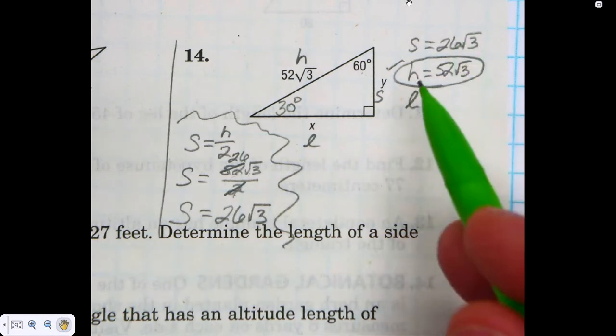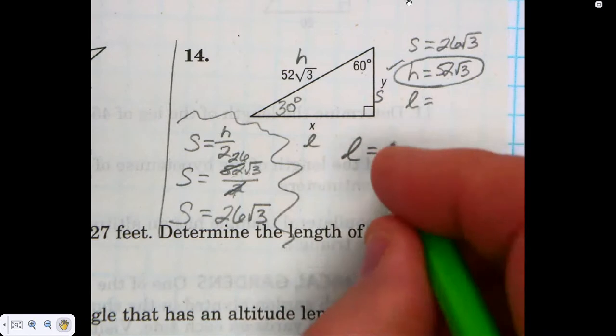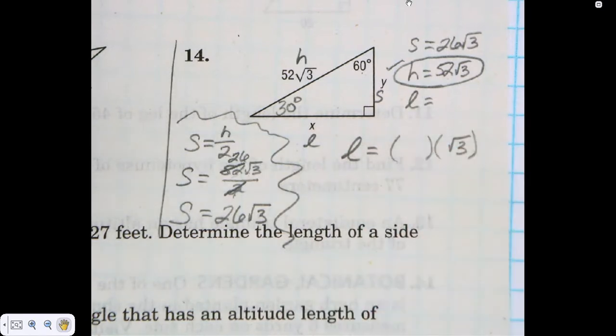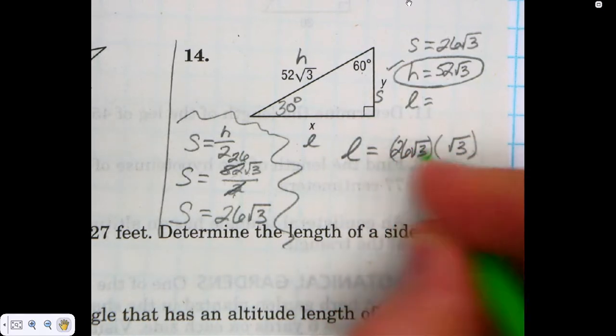So I found S, I was given H, what's left to find? L. What is L equal to? Whatever S is times what? Radical 3. Square root of 3. What was S in this case? 26 radical 3. Stop writing and pay attention, people.